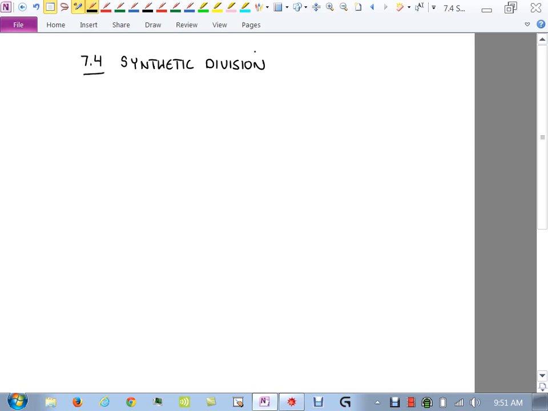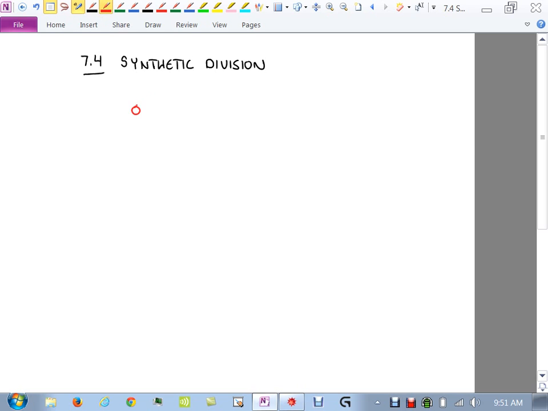Okay, synthetic division. Now, I'm actually not even going to assign homework out of this section because this section involves other things, but I will assign homework using synthetic division. So I'm going to give you problems and tell you to use synthetic division to solve them. What synthetic division allows us to do is like long division, right? Long division is a way of dividing. Synthetic division is another way of dividing, but it can only be used if you have this.